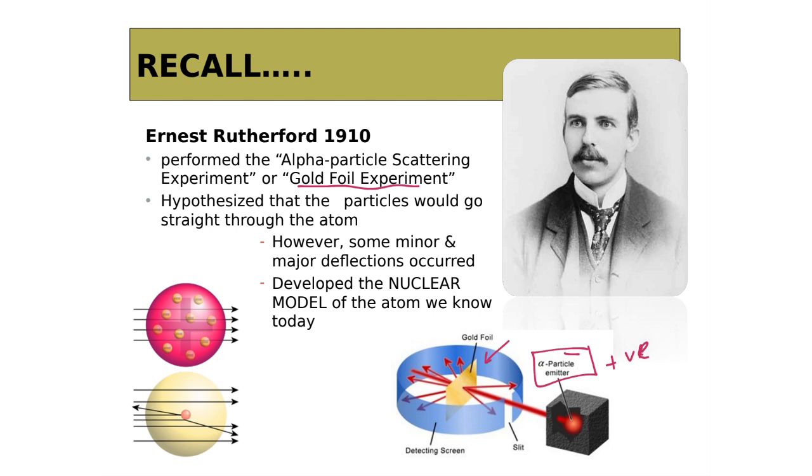Now, he figured that most of the positive particles would pass right through the atom. But instead, what he noticed was that some of the particles went straight through, but a few of them were actually deflected. And we see that here as well in the setup of the experiment. And what this told him is that most of the atom was made up of empty space, but that there must be some positively charged regions that cause the deflections or the repulsions from this positive alpha particle here.